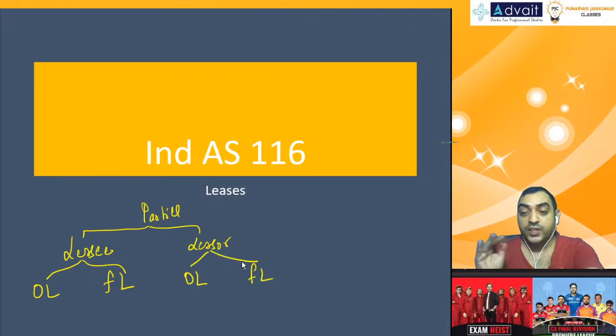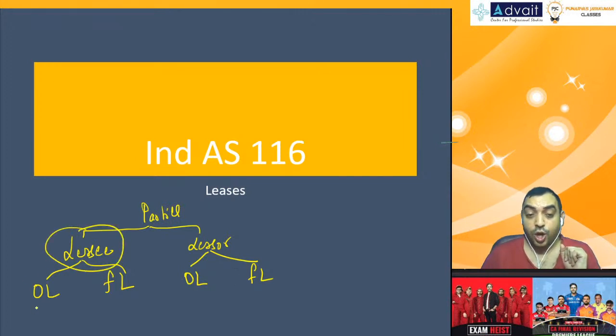Now in Ind AS 116, what is happening? This classification for the lessee, operating lease and financial lease, is taken out. And for the lessor, operating lease and financial lease continues. That is the fundamental change. So for the lessee, the classification of operating and finance lease no longer exists. So they have only two choices: either the standard applies or the standard doesn't apply.